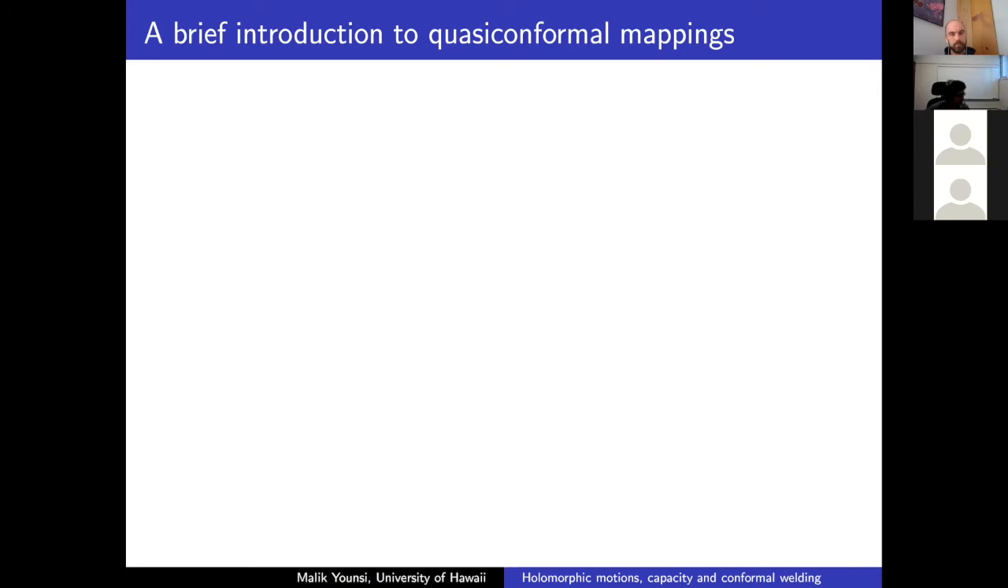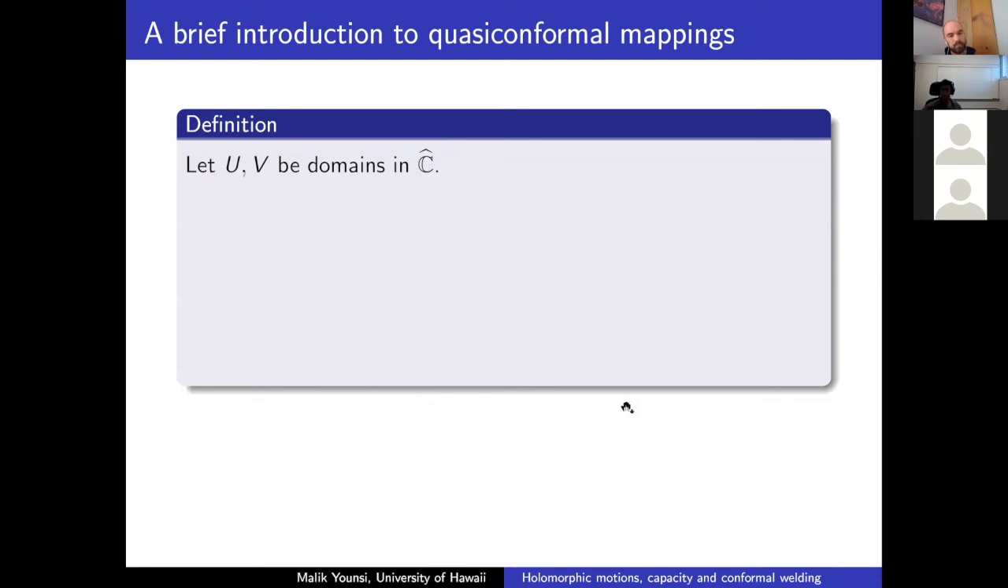So I'm going to keep this very brief. Roughly, quasiconformal mappings are some kind of generalization of conformal mappings where the map is allowed to distort angles, but only up to a bounded factor. So they offer more flexibility in practice than conformal mappings. So the definition is the following.